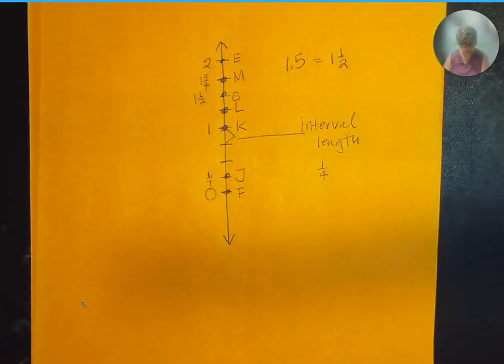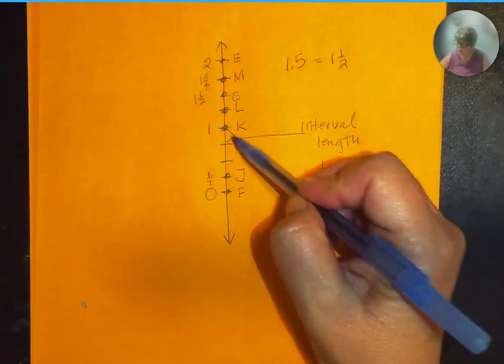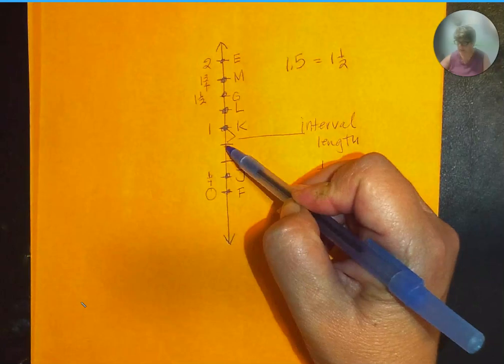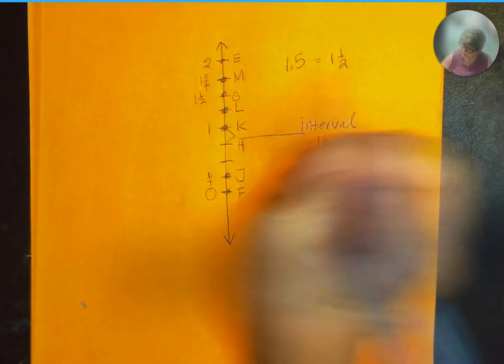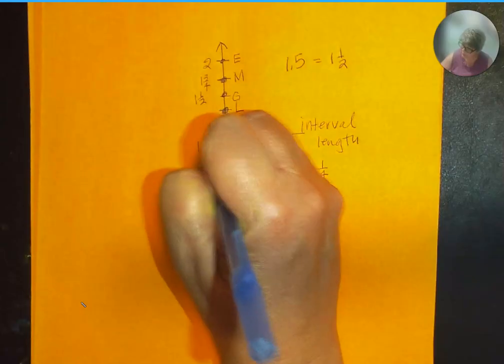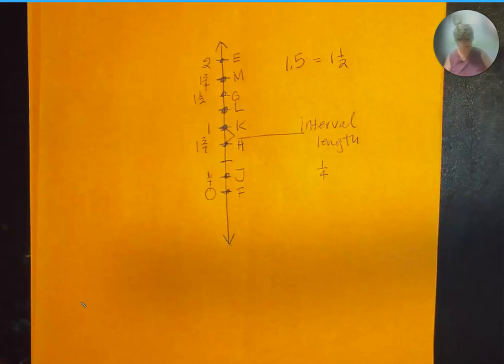And H, 1/4 of a unit closer to 0 than K. So H is going to be 1/4 of a unit closer. So that would be H, and that would be at 1 3/4. Okay, got it? All right.